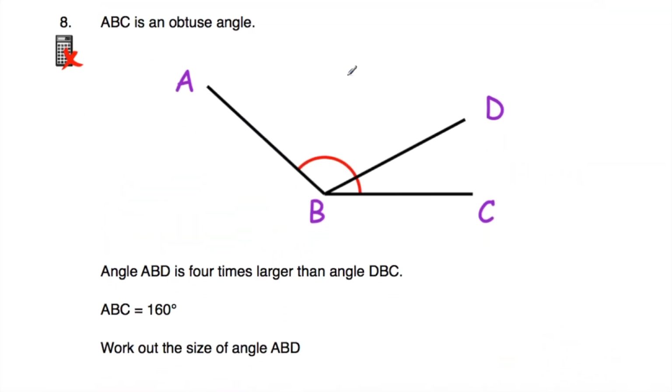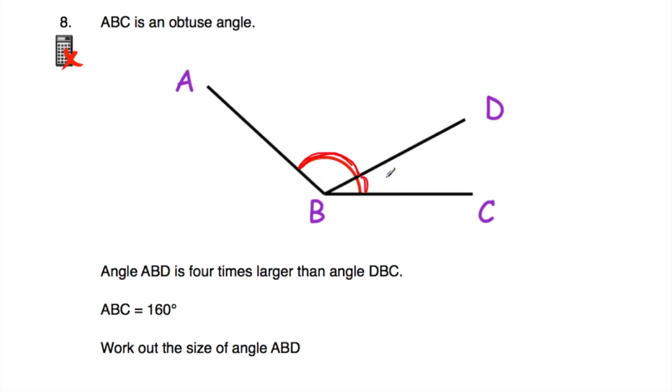Okay, so question number 8, we're told that angle ABC is an obtuse angle. So an obtuse angle, remember, is bigger than 90 but less than 180 degrees. And we're told the angle ABD, that's this part here from here around to here, is 4 times larger than angle DBC. So what it's saying is that this angle is 4 times the size of this one.